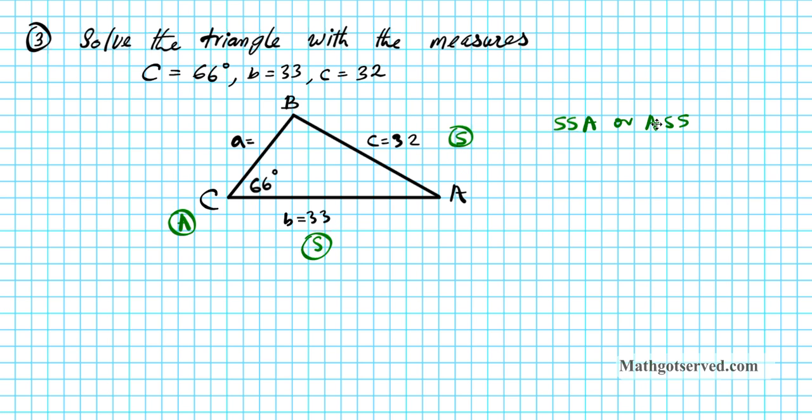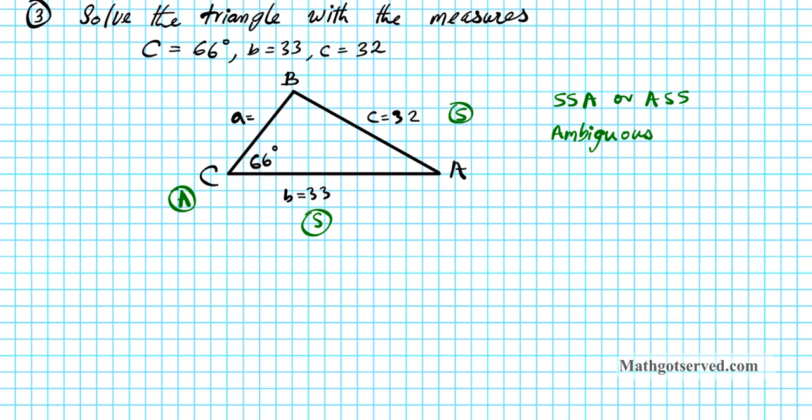But one thing you want to note about this situation is that this is an ambiguous case. All right? Ambiguous case. What does that mean? It means that when you're solving this triangle, you may have no triangular solutions, one triangular solution, or two triangular solutions. So you really want to keep that in mind. First thing we can find is angle B. So let's go ahead and find angle B.